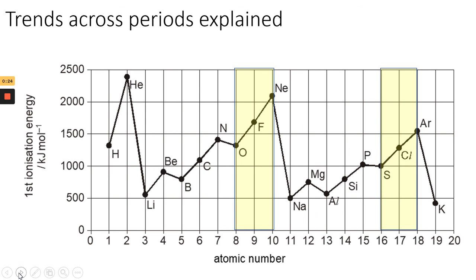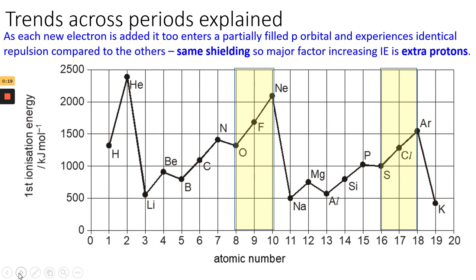Going from oxygen through to fluorine through to neon, and sulfur through to chlorine through to argon. Similar story, a new electron is added to a p orbital, and what happens is identical repulsion compared to the others, so same shielding, so the major factor this time is the extra protons.